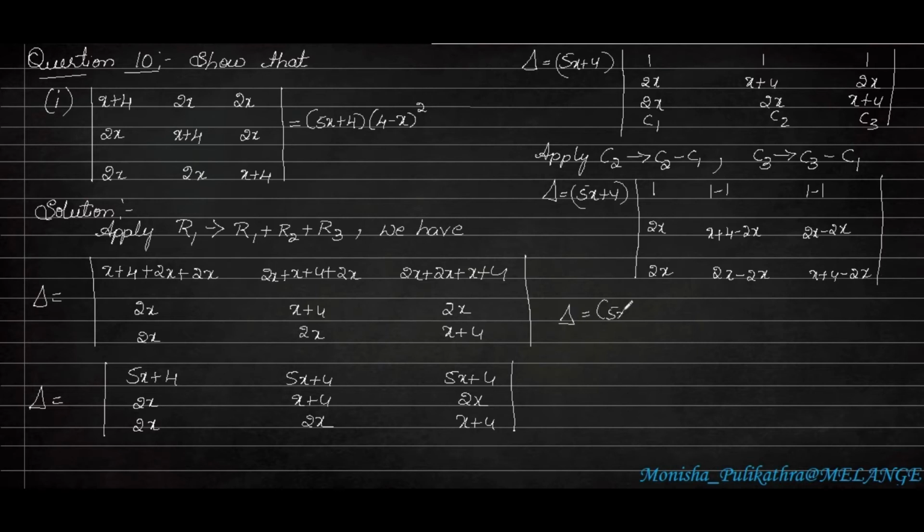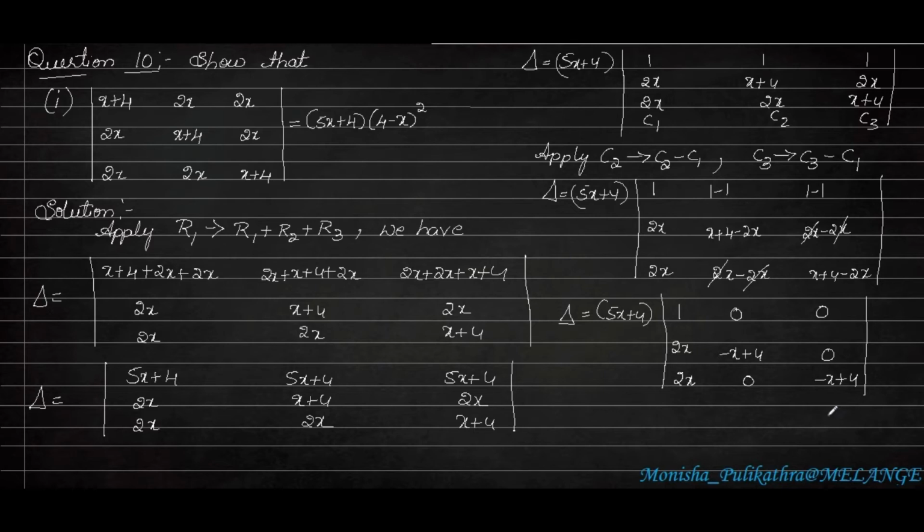so it will become 5x plus 4 into the first column we have to write as it is, 1, 2x and 2x. Here it will become 0 and 0. Here minus 2x plus x will be minus x plus 4. Here 2x cancels, so 0. Here also 2x cancels, 0. So here minus 2x plus x is minus x plus 4. So after applying this rule, we have got this answer.